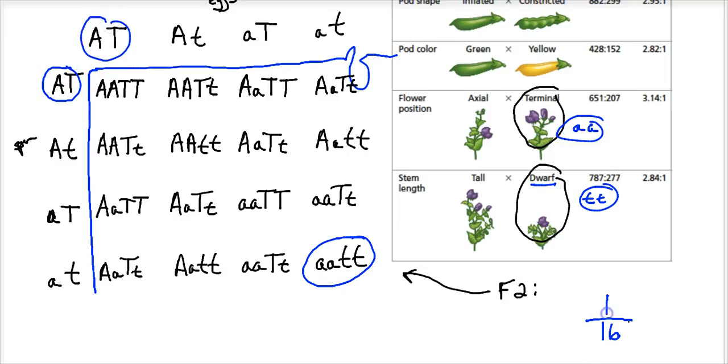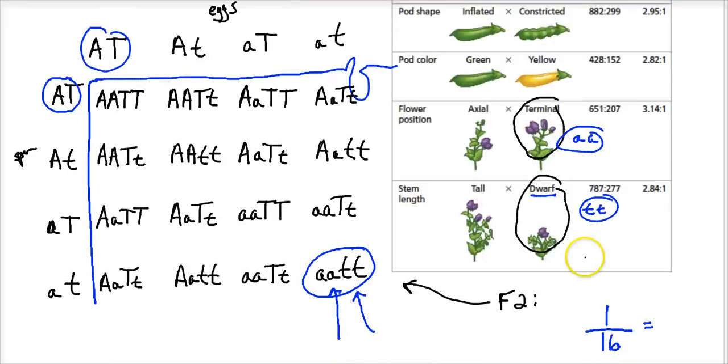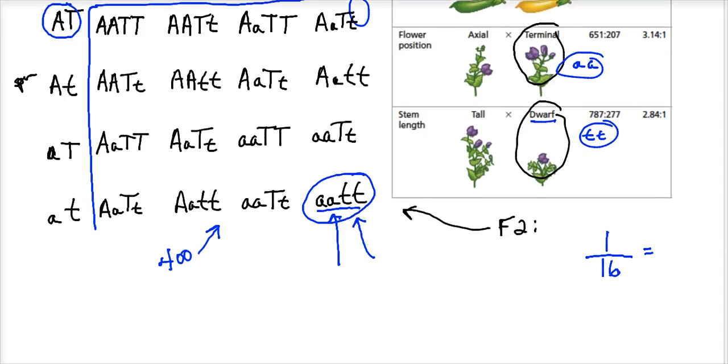And you can see 1 out of the 16 will have the recessive gene being expressed, have the phenotype. Only 1 out of 16 will have the phenotype of terminal and dwarf together. And because they said I have 400 seeds are planted, how many would grow? So if you had 400 seeds and 1/16 of your offspring is going to have this genotype, then you need 1/16 out of 400.